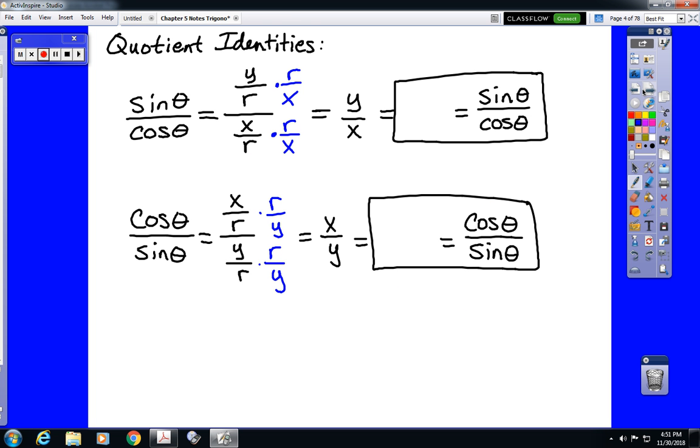The third set of trig identities that we use quite often are the quotient identities, and these are the ones that relate tangent and cotangent to sine and cosine. Again, this is the page from earlier in the notes, probably chapter 1 or 2, where we derived what tangent was in terms of sine and cosine. That is that tangent theta is sine over cosine. We can also do that the opposite direction to get that cotangent of theta is cosine over sine. So these two are our quotient identities.